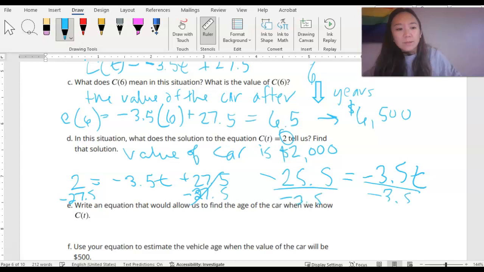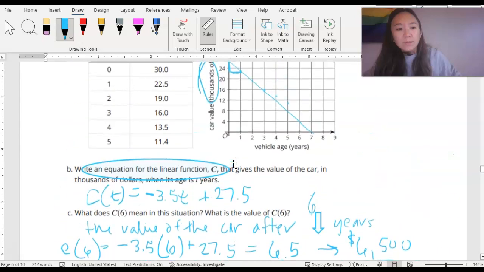And if we divide both sides by negative 3.5, we get approximately 7.28. So this means that it's going to take more than 7 years for the car to reach the value of $2,000. And again, a key point here is that I wrote this as 2, not as 2,000, because the values are in thousands.